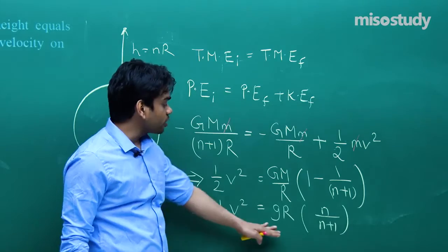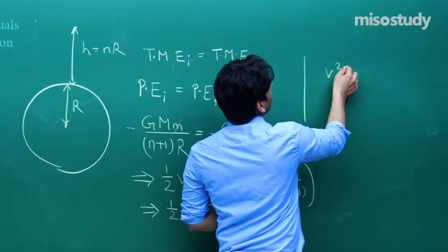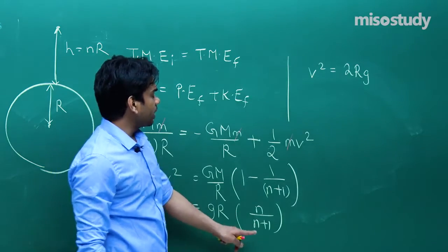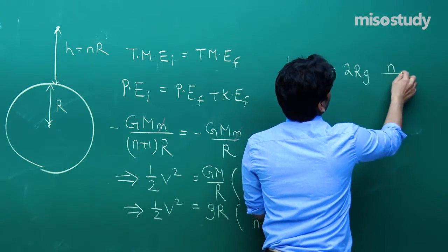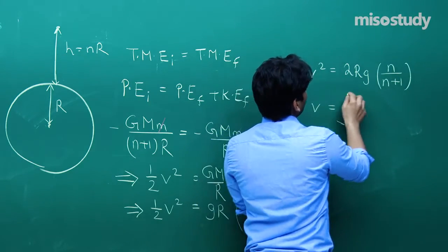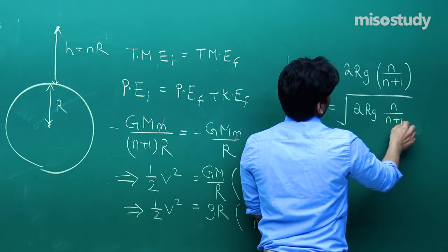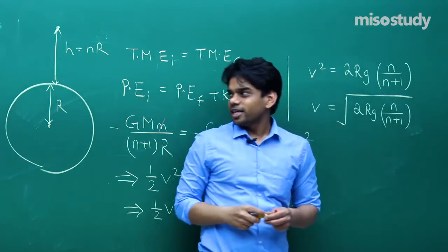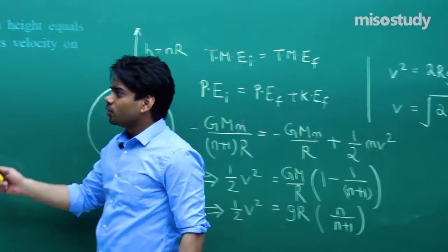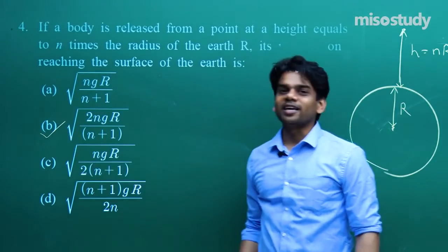Next, half v square is equal to this, so straightaway v square is equal to 2Rg times n upon n plus 1. Straightaway you can take its square root, and you will obtain v equals root of 2Rgn upon n plus 1. You can proceed in this way, and let's check the required answer. See here, it's given as 2nRg divided by n plus 1. This is what we are getting as the response. Option number B is the right answer.